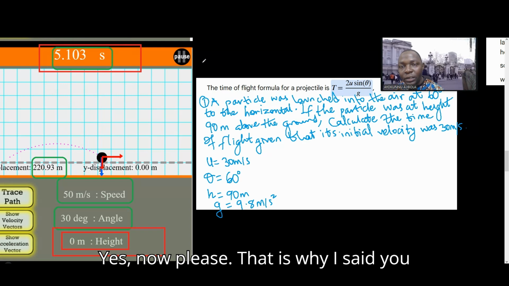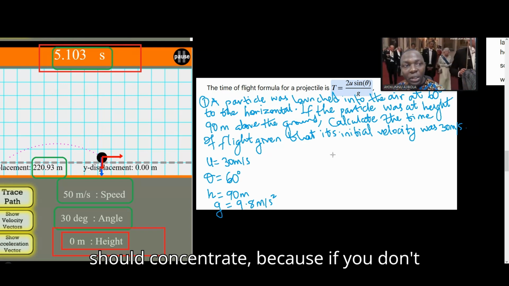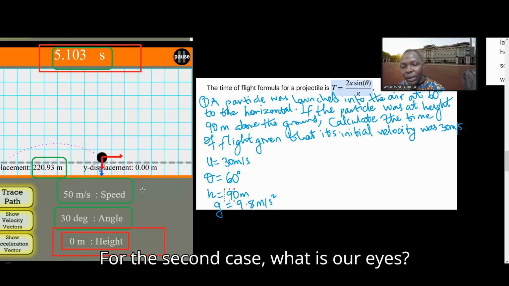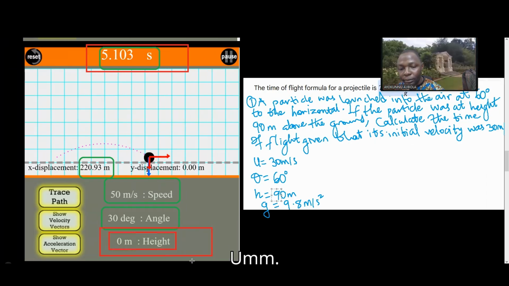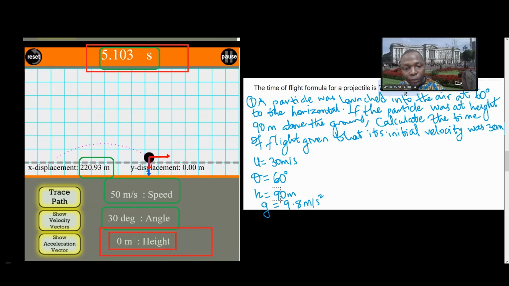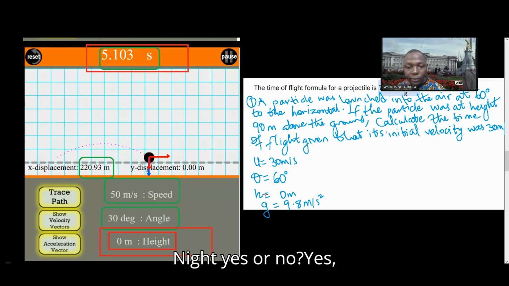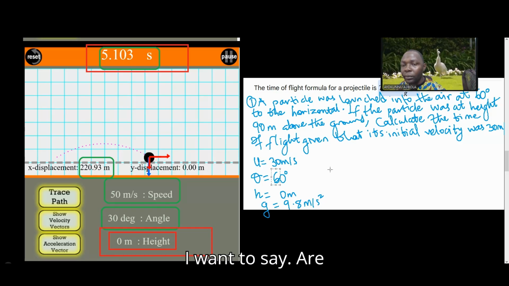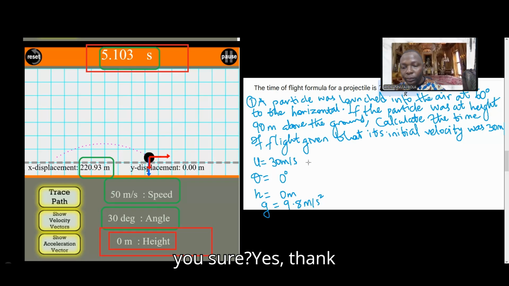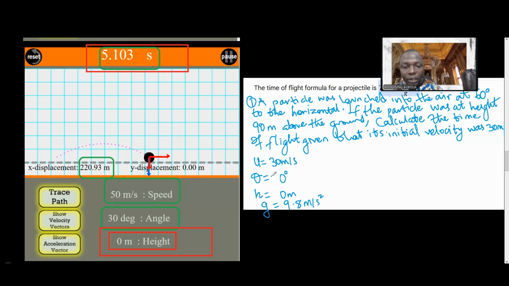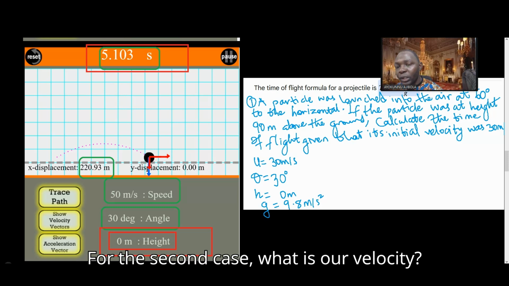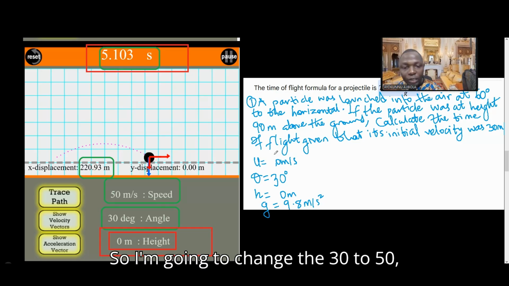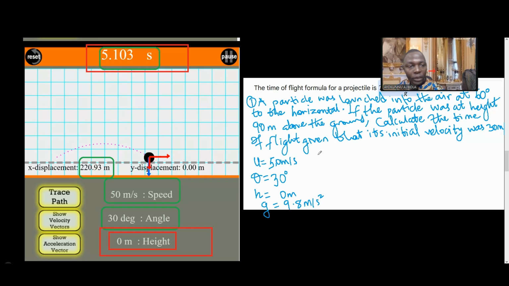Yes, sir. Now, please, that is why I said you should concentrate. Because if you are writing, you are just copying what you don't understand. For the second case, what is our height? Our height is 0. So I have to remove this 90, yes or no? Yes. For the second case, what is our angle? Our angle is 30. Are you sure? Yes. Good. I changed it to 30. For the second case, what is our velocity? 50 meters per second. So I'm going to change the 30 to 50, right? Yes, sir.